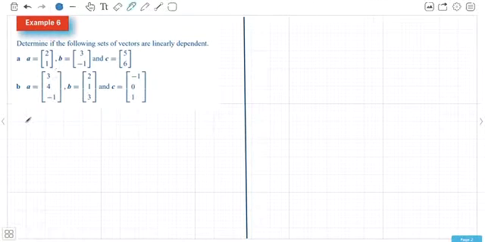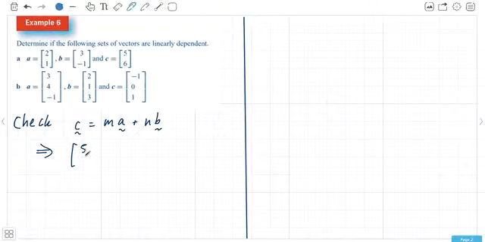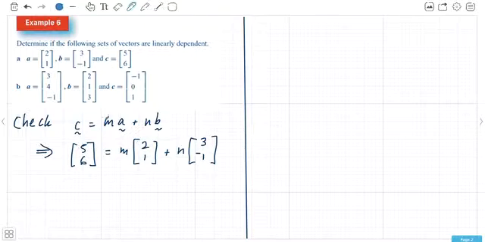Okay, so A and B, we've got C. We want to check C equals MA plus NB. So we've got C, which is 5, 6, equals some constant M times A plus some constant N times B. So our goal is to find whether there is an M and an N that satisfies this expression. Now what we're going to do here is go across with the X's and the Y's.